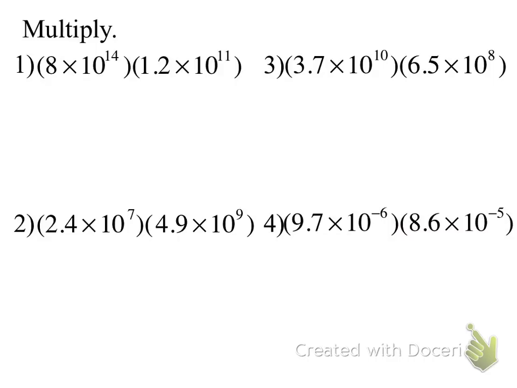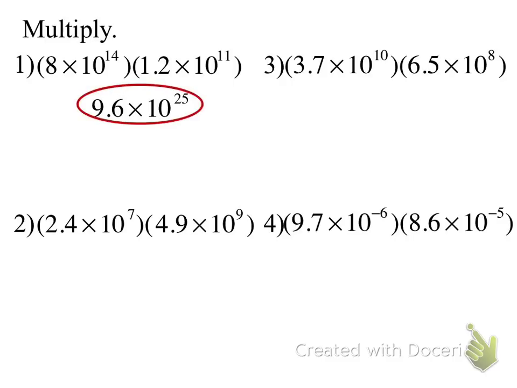All right, I'm going to do the first one with you. I'm multiplying 8 times 1.2. We end up with 9.6 times 10 to the 25th. Okay. There's not really much work to do there, especially if you're using a calculator. Pause the recording and try the next few on your own.